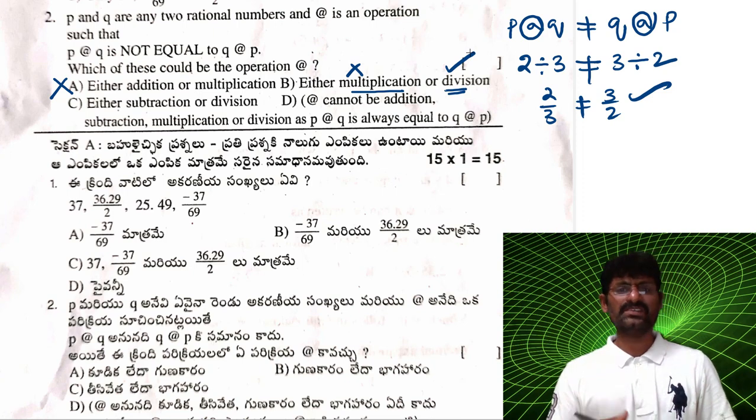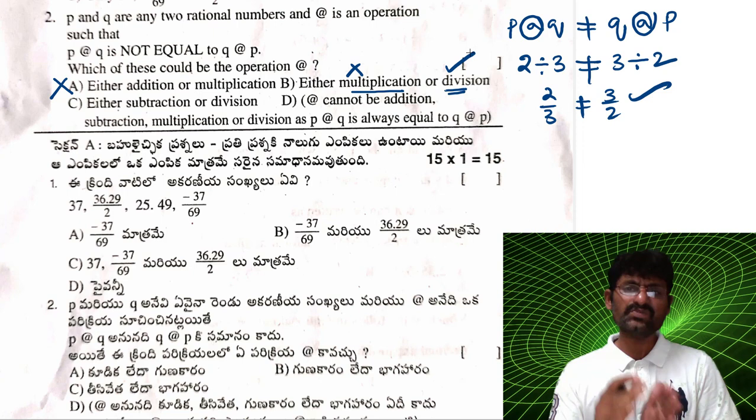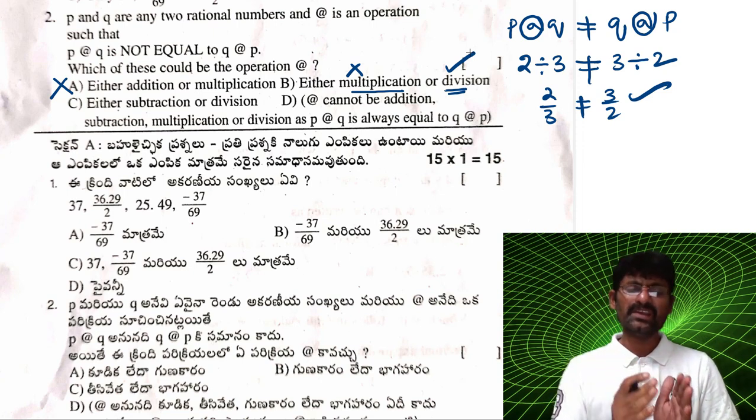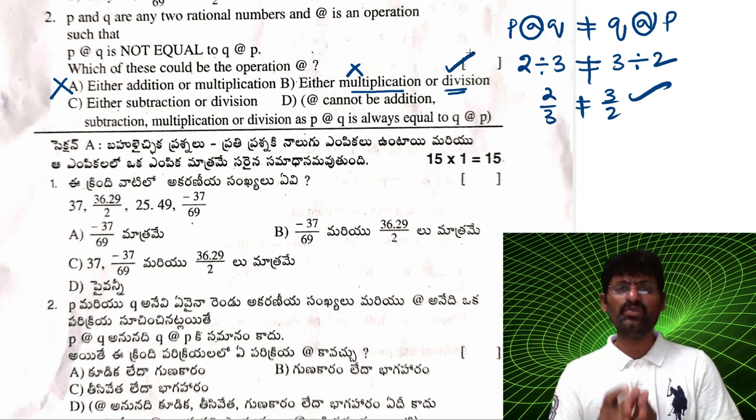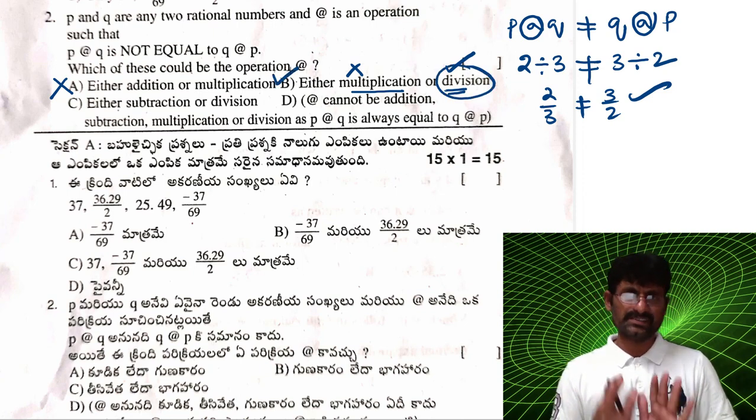Now here, given that either multiplication or division, it holds for division. That means P at the rate of Q is not equal to Q at the rate of P is correct in the case of division. Given that either multiplication or division, that means one option is correct. So we can take B as the correct answer.